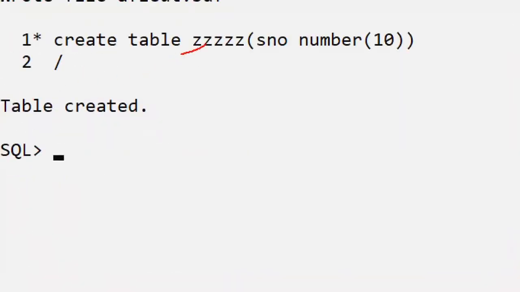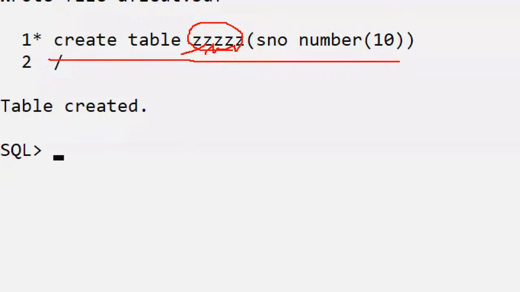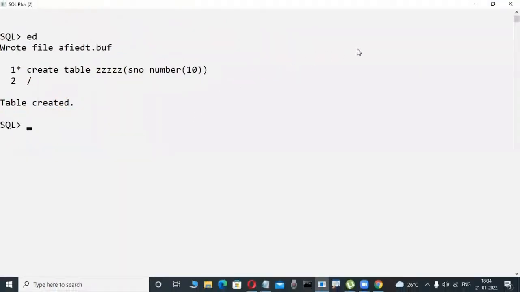Slowly observe here. Z is a name I am giving. The table I'm creating only in my Oracle database or SQL Server database or MySQL database. I'm creating a table. Okay, fine. Table is created. Slowly observe it here. This table is created.